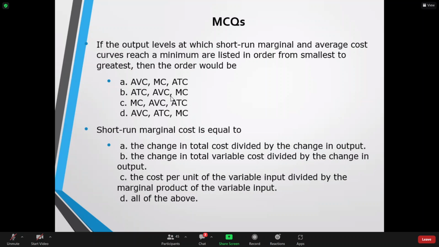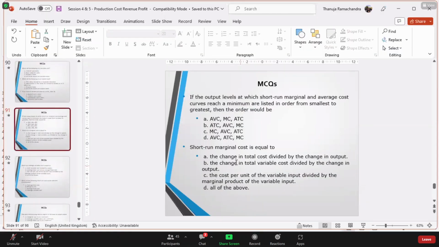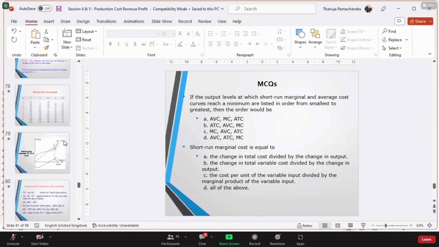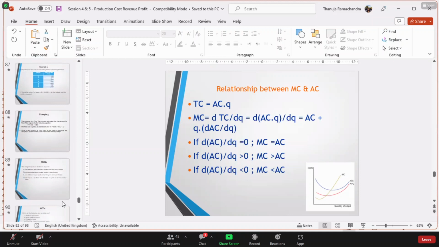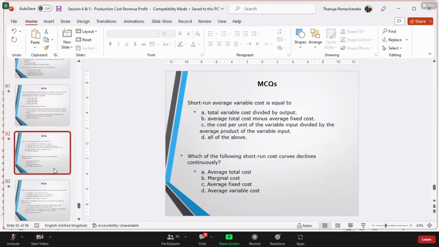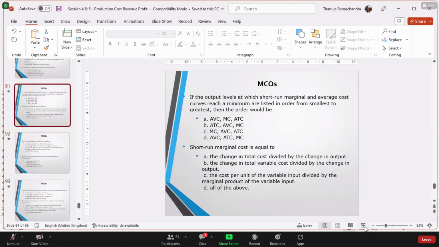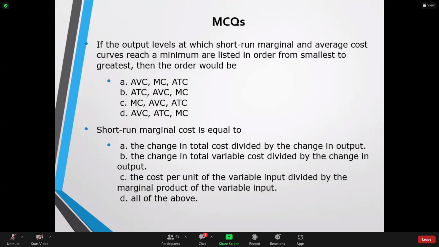So ATC is high. AVC is smaller than ATC. And MC is smaller than even AVC. Okay. You remember those graphs. You should remember immediately the graph. You see here? MC is less here. AVC, this. AC, minimum, this. Isn't it? Right? So that is proved also here. Short run marginal cost equal.